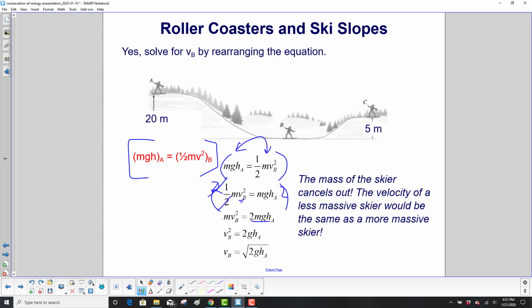What's the same on both sides? The mass. We cancel out the mass. So we have vB squared equals 2gh sub A, and our velocity will be the square root of 2gh sub A. What's really cool there is the mass of the skier cancels out. The velocity of a less massive skier would be the same as a more massive skier.